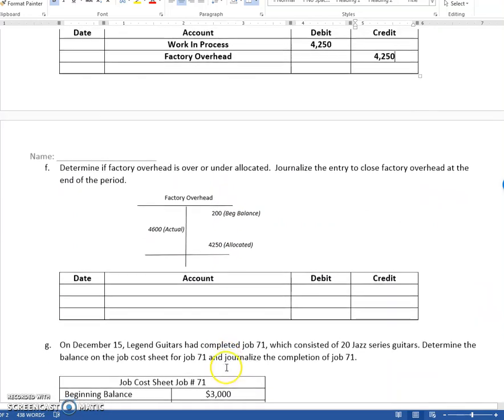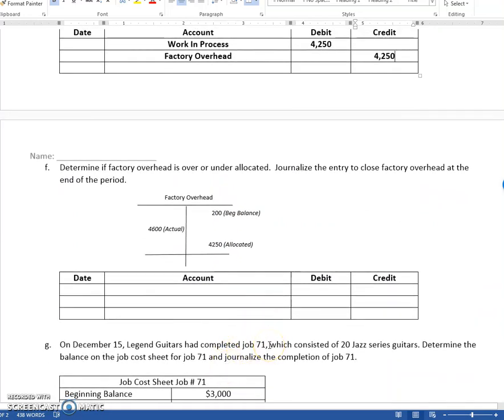All right, at the end of the period, we're going to look at factory overhead, and we're going to see whether or not we are over allocated or under allocated, and then we're going to make a journal entry to close that account. So if I look at my factory overhead account, I started off with a $200 credit balance. Then my actual costs were $4,600. That was that indirect labor and that glue and all those items. Okay, that was actual numbers. Then here was my allocated out numbers that I used by getting my actual labor hours times the 5. That's how I figured out how much to allocate.